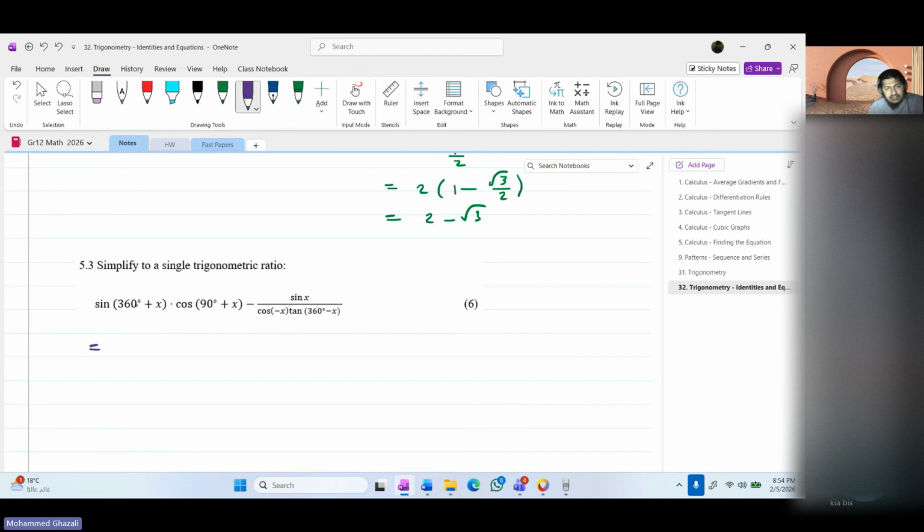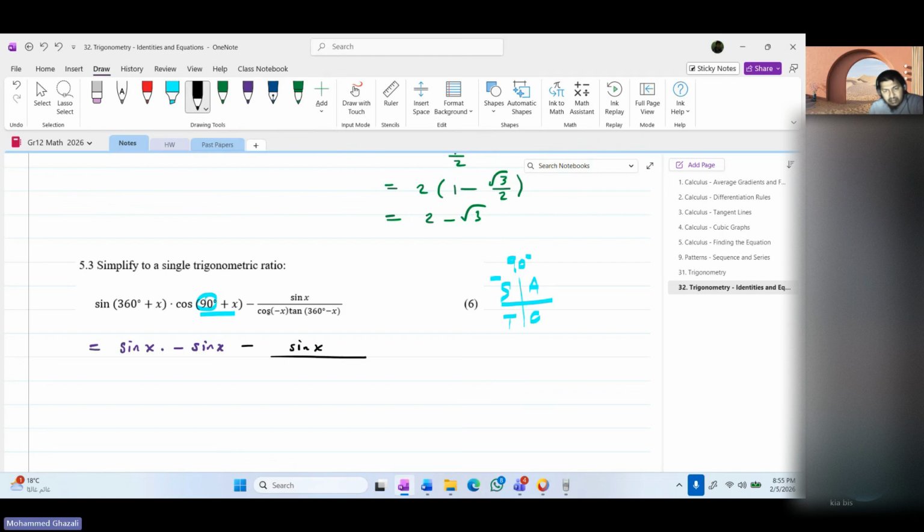Sine of (360 plus x), first quadrant is positive, so sine x. Times cos of (90 plus x): second quadrant, cos is negative, so negative sine x, because it changes co-ratio, okay? 90 plus x is in the second quadrant because 90 is vertical, so it is a vertical reduction. Cos is negative in the second quadrant. That's why it is negative sine x.